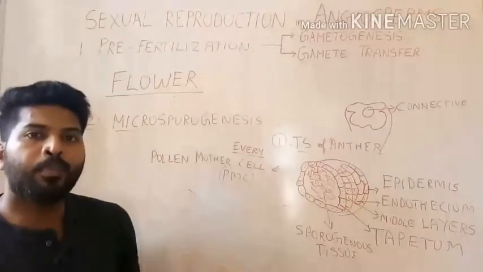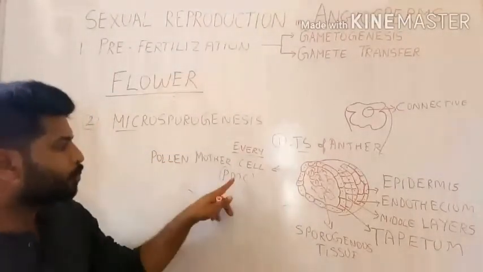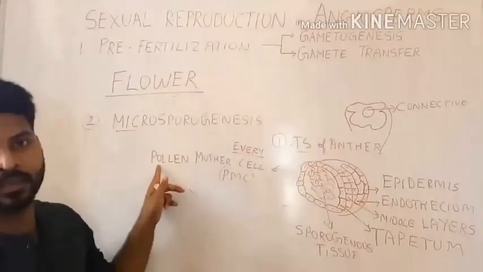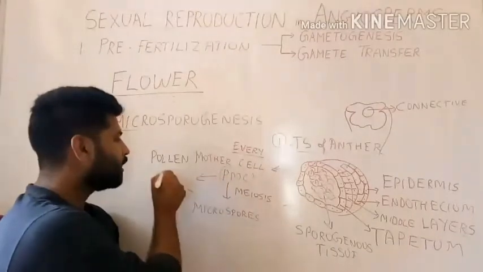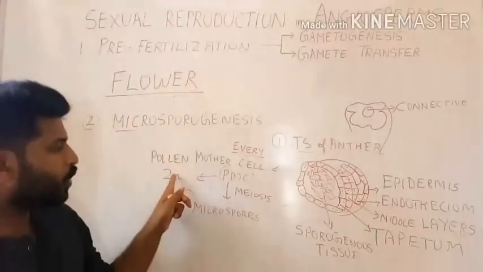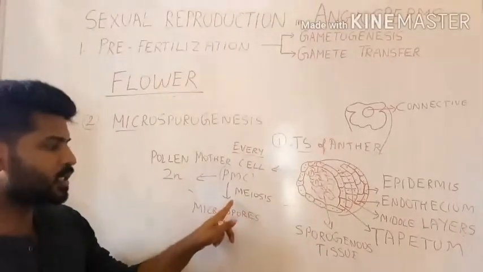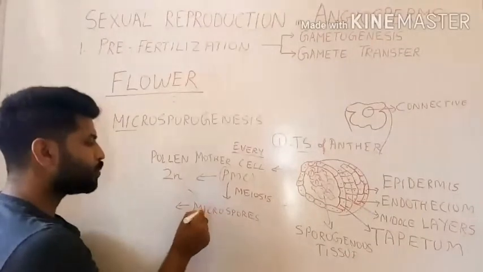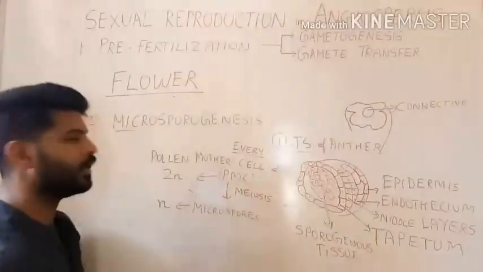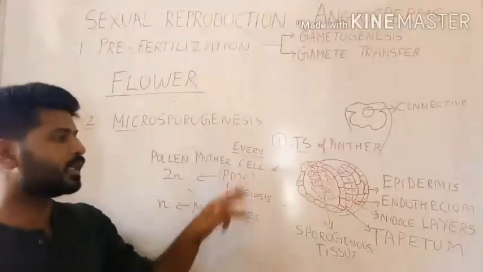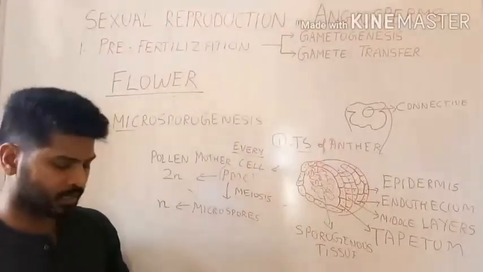What would be the ploidy of the pollen mother cell and the pollen grain? The pollen mother cell will be diploid. The diploid cell will undergo meiosis to produce microspores. Microspores will be haploid. They will contain half the number of chromosomes present in the pollen mother cell.